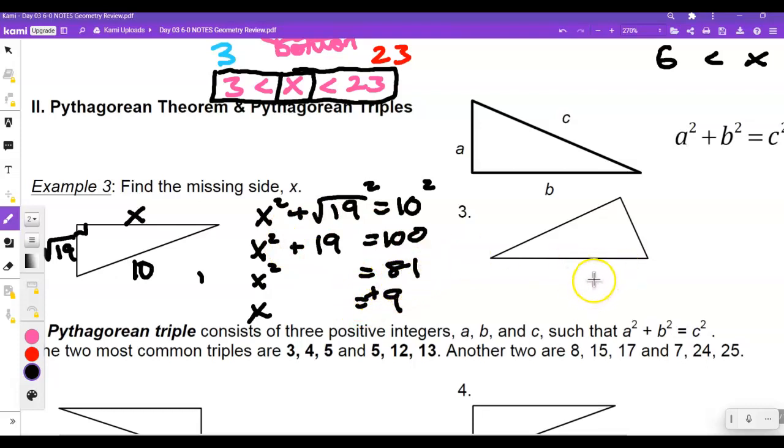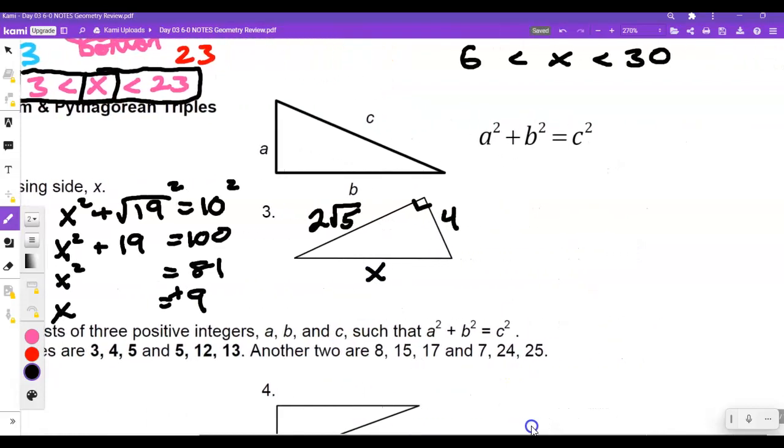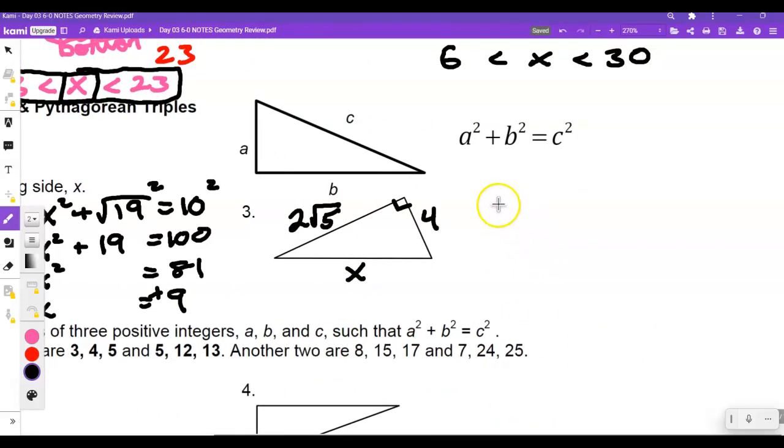So let's try one with a little more radicals. Let's say this is a right triangle. Let's do 4 and like 2 root 5. And let's find x. So give that a go. See what you get.